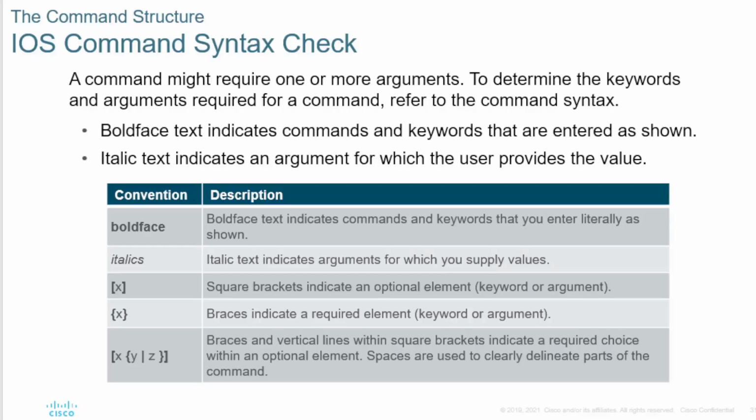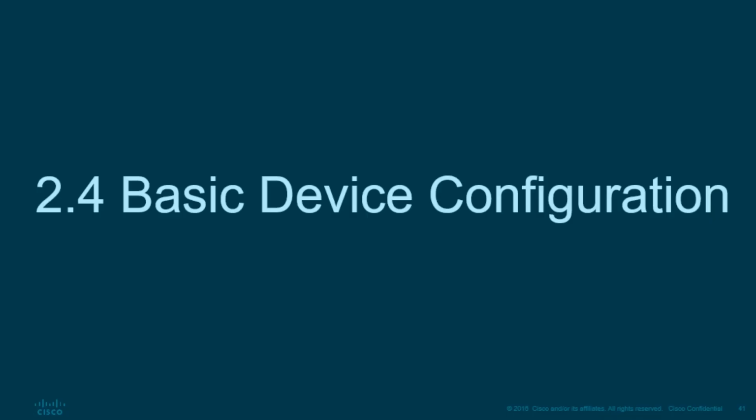The boldface text shows exact keywords or commands you type as is. Italic text represents values you supply, like names or IP addresses. Square brackets indicate optional elements. Braces show required elements. Braces with pipes inside square brackets mean that one choice is required within an optional element.